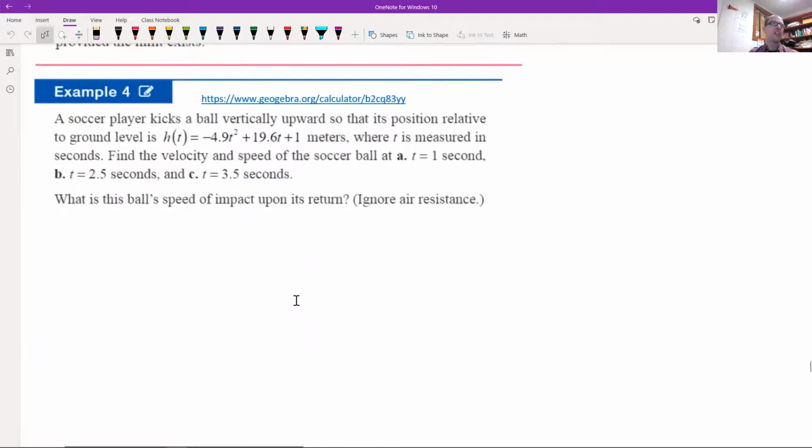So we're actually going to do it on the soccer ball. We're going to do it on example 4. Soccer player kicks the ball vertically upward so that its position relative to ground level is given by this height function. Find the velocity and speed of the soccer ball at t equals 1 second, 2.5, and 3.5, and then what's the ball speed on the impact upon its return.